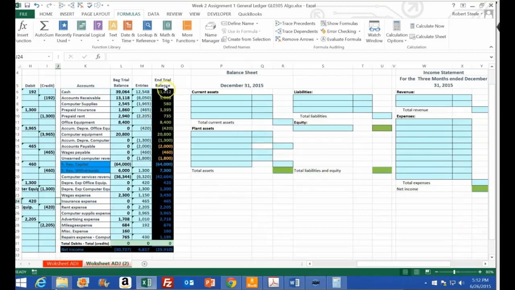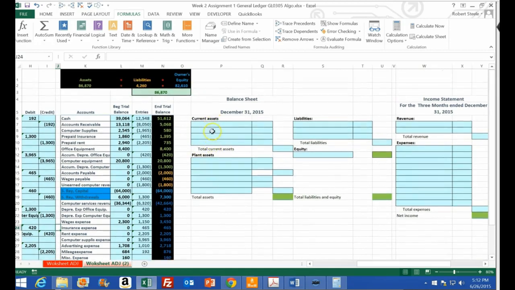Now what we're going to do is take these ending trial balance numbers and make the financial statements from them. So we're going to take them from a debit and credit type format and put them into a financial statement format. We're just going to be using the numbers on this side here.